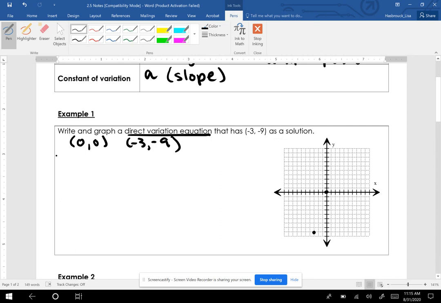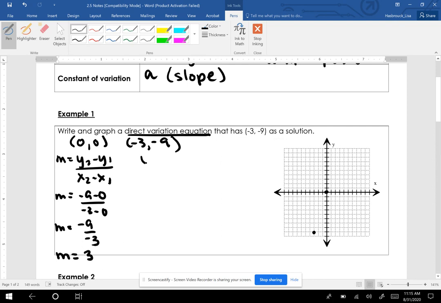We'll start by finding slope. Write my slope formula down here and substitute. -9 minus 0 over -3 minus 0. So I get -9 over -3, which means my slope is 3. So y equals ax, and remember a is the same as m, so I'm going to replace the a with 3 to get y equals 3x. That is our equation. Now let's use this equation, graph it, and see if we go through those points.